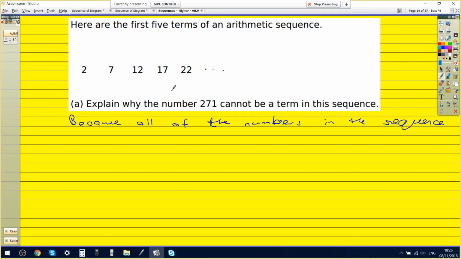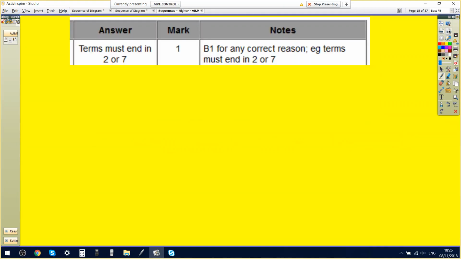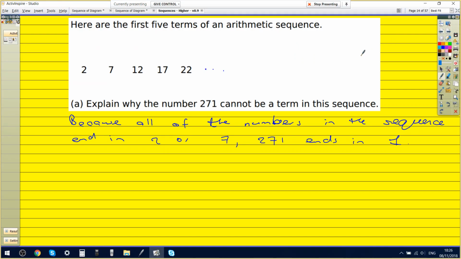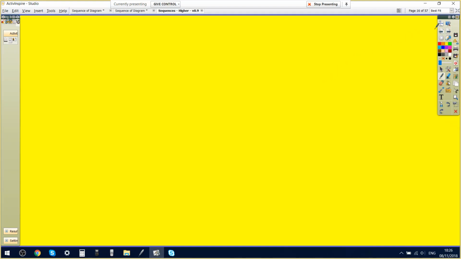So if you keep on adding 5 on to 2, you're not going to get a 1. Correct. Because all the numbers in the sequence end in 2 or 7, and 271 ends in 1. Yep. If you say, because it goes up in 5s, then you need to say more, which you did, because this one starts from 2. It's not the 5 times table, so it starts from 2, or it could start from 1. And if it started from 1, then it would eventually reach it.